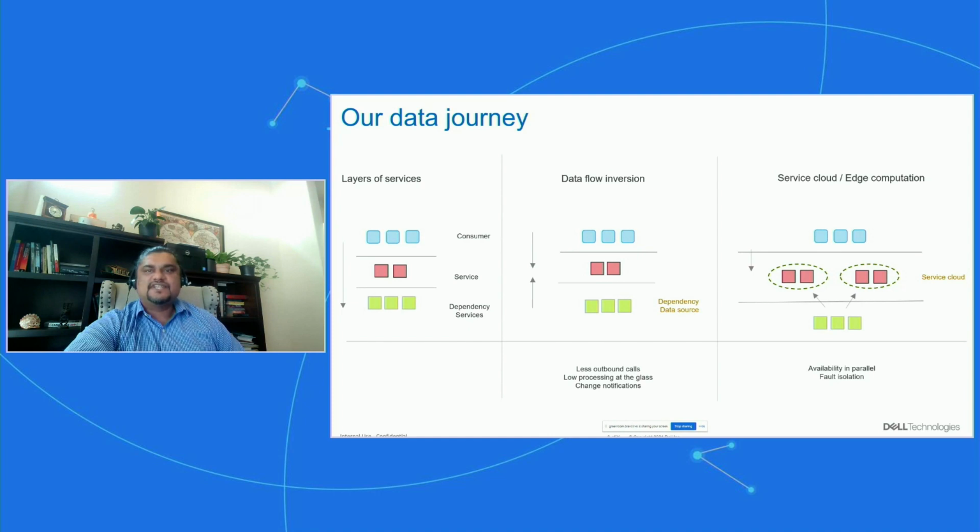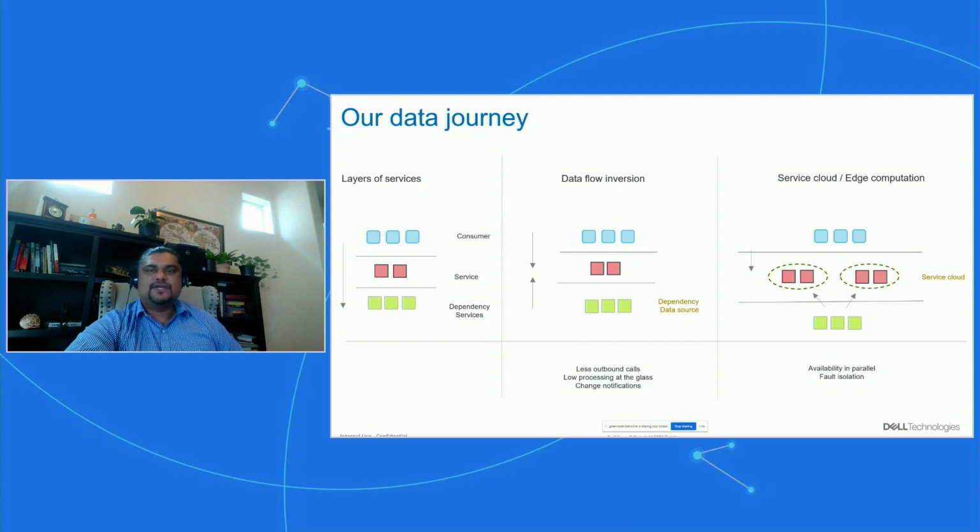Now, to address this, we try to invert the flow of data from the service to the dependency, the other way around, from the dependency to the service, where it becomes a data source. The association of the service and the dependency for this to happen needs to happen ahead of time, so before the consumption happens. This makes availability now simply a function of the main service itself. And by processing some of the response stack ahead of time, we get some performance improvements as well.